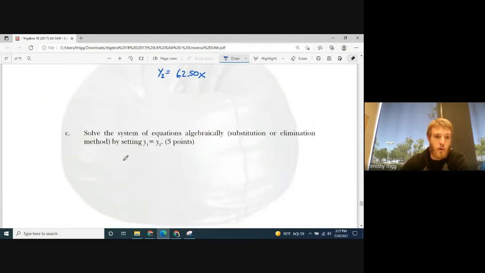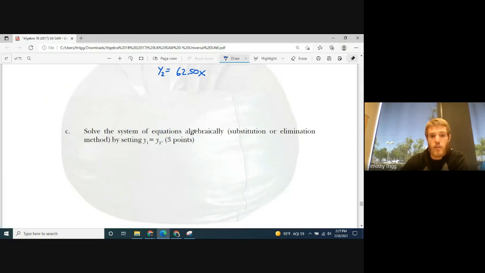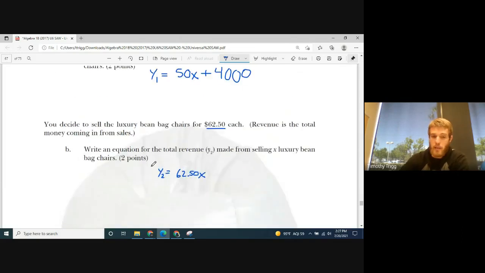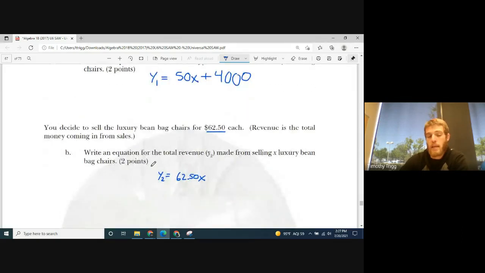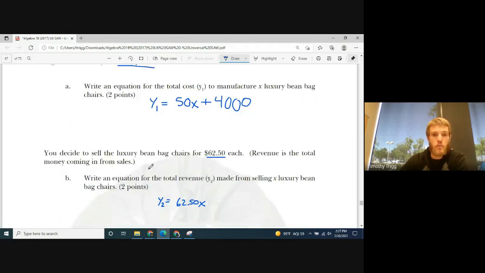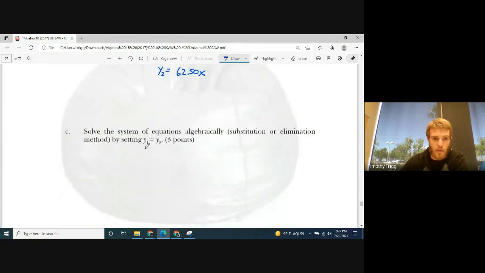It says, for part C, solve the system of equations algebraically with substitution or elimination by setting y1 equal to y2. Basically what we're looking for is called the break-even point. The break-even point means that your cost and revenue are equal. So we're going to put these two equations equal to each other and solve for x, the cost and revenue equations.